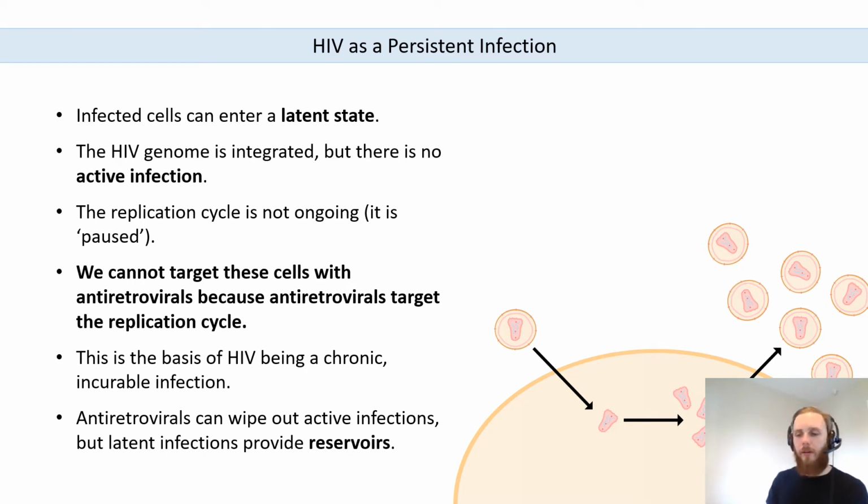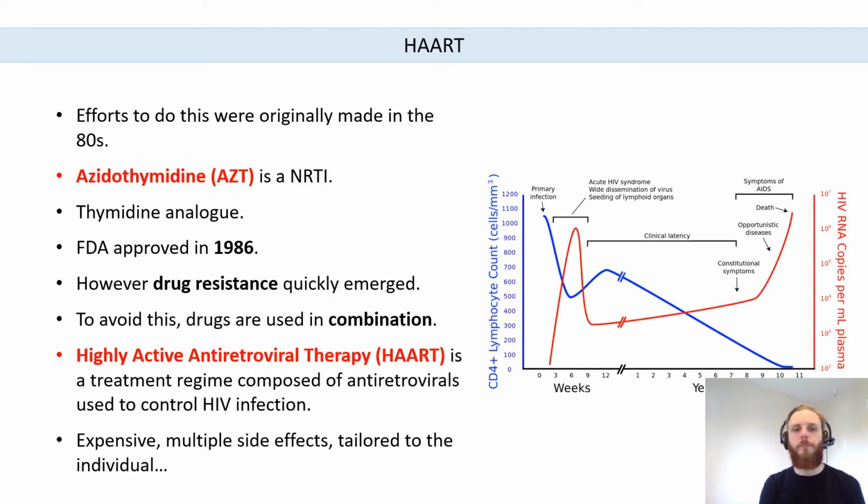So it has this long-term latent chronic state in which it goes silent. And again, the reason for this is because it is integrated into the genome, because even if you're treating an infection with antiretrovirals, you're just suppressing replication. You're not getting rid of those latent reservoirs that exist.